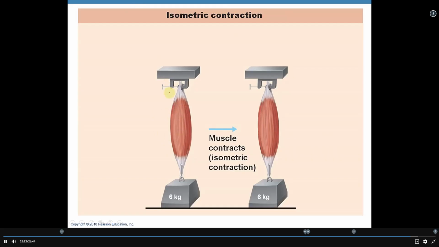Let me give you an example. So here's a muscle again, but now we're attaching 6 kilograms. And we're stimulating it with an action potential, and it is producing force, but it just can't shorten. So again, the thick and thin filaments are sliding past each other, but they can only get so far.